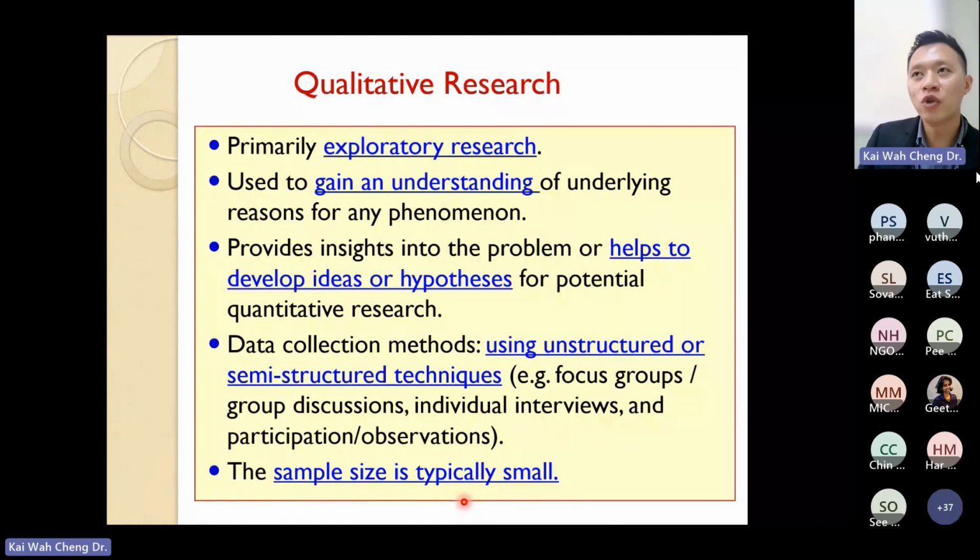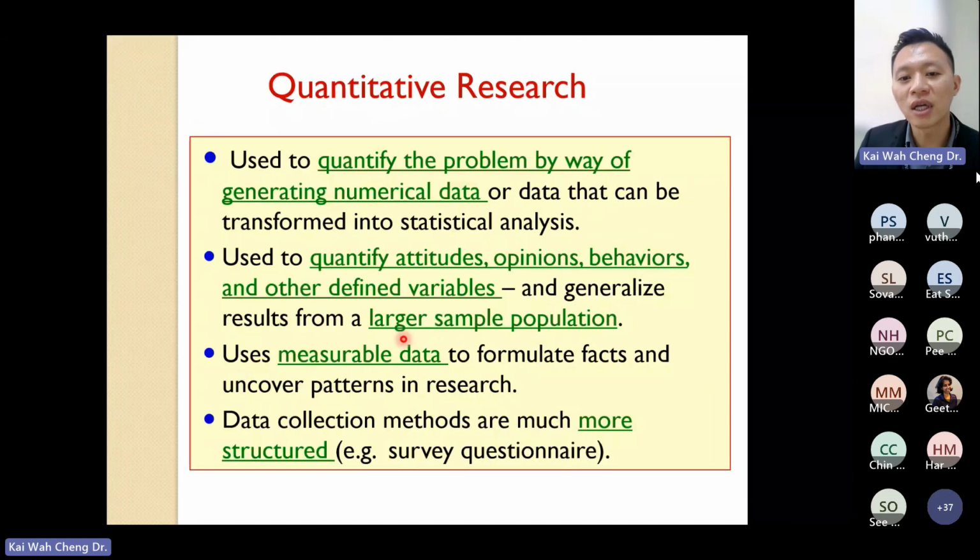Normally, we will have not more than 20 participants under a qualitative research, as compared to quantitative research. For quantitative research, basically we will have a larger sample population, for example, 384 people or 400 people in a research. So this is what I mean, a larger sample population as compared to qualitative research.